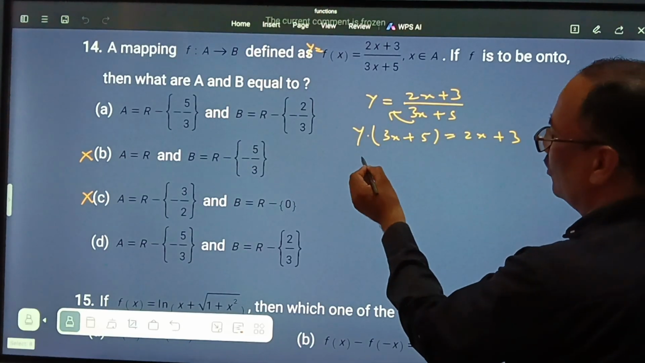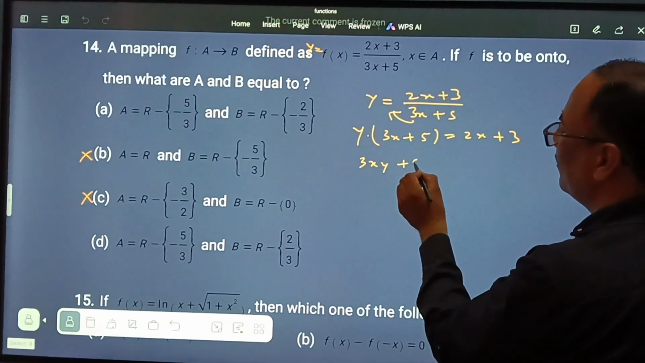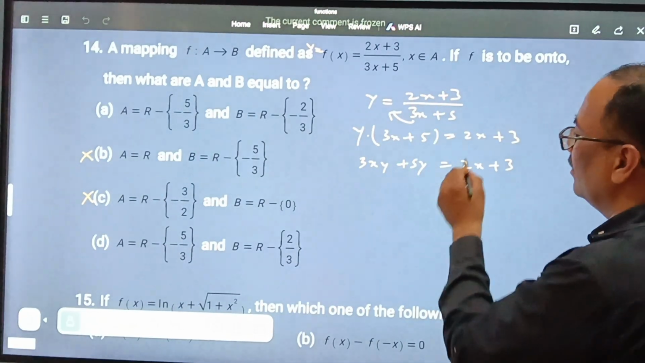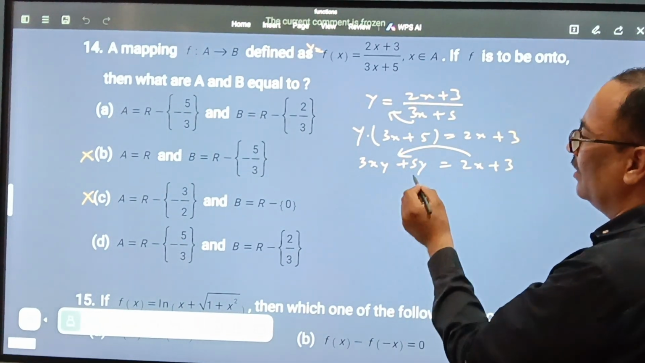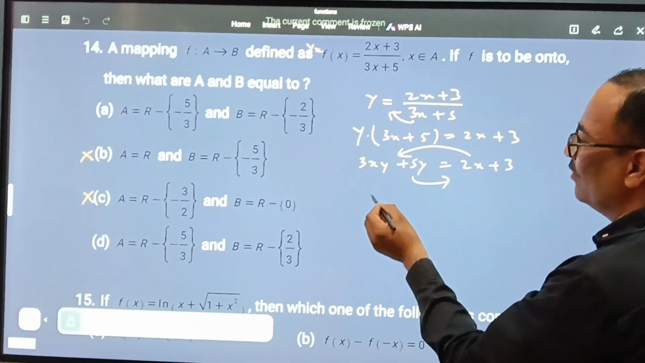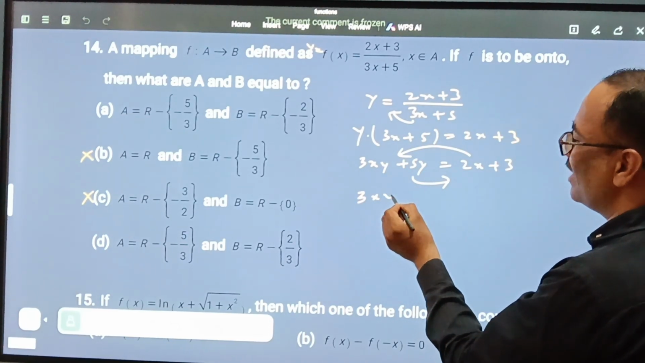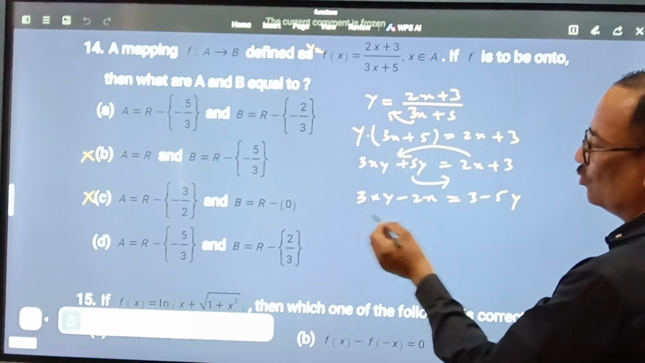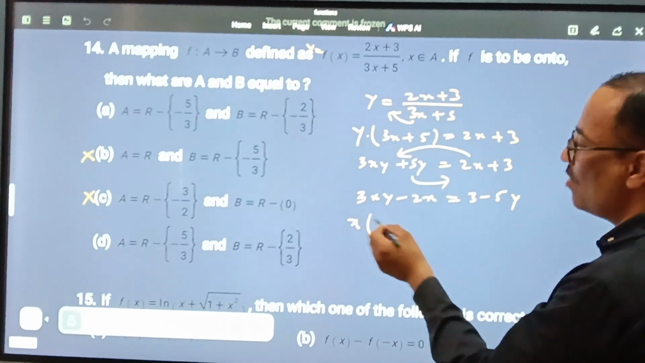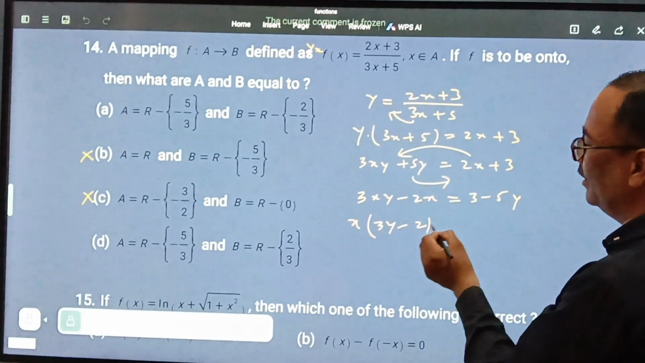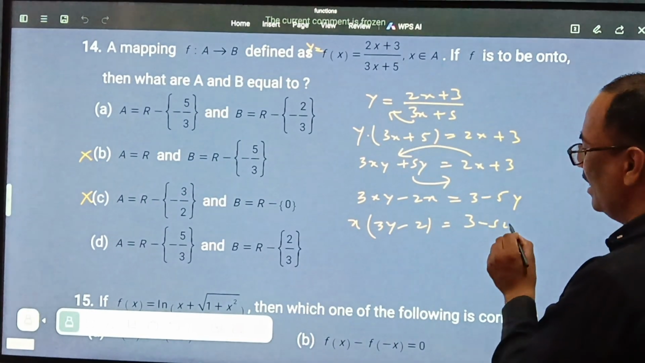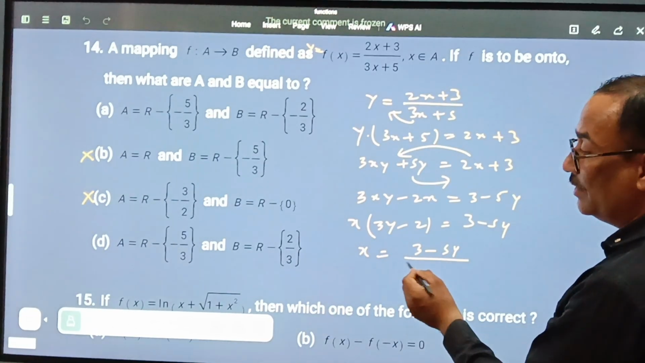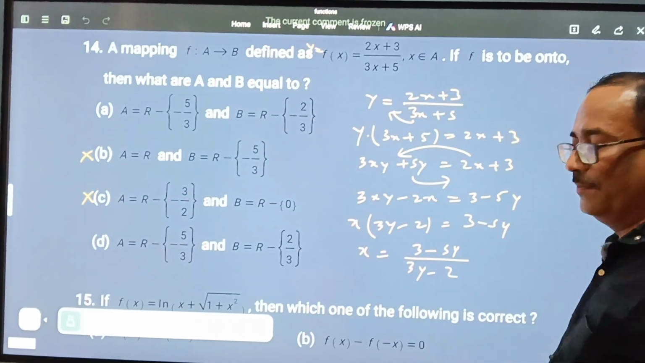and so this is equal to 3xy plus 5y is equal to 2x plus 3. Hence transposing 2x and 5y, what do we get? This is 3xy minus 2x is equal to 3 minus 5y. So taking x common, (3y minus 2) is there, equal to 3 minus 5y. So x is what? x equals (3 minus 5y) upon (3y minus 2).